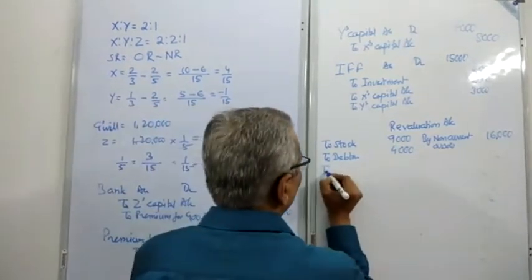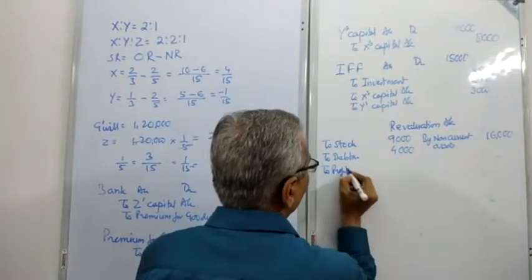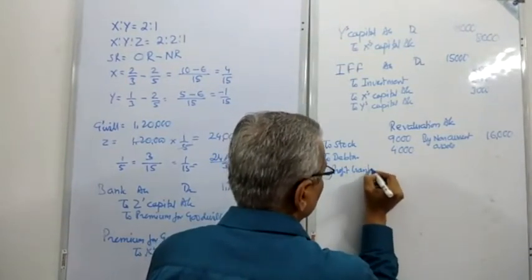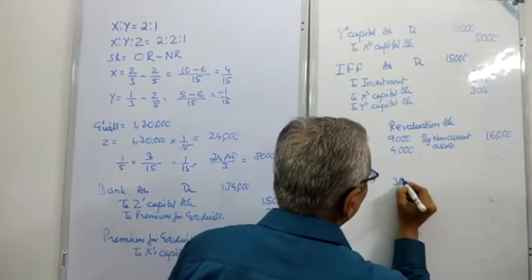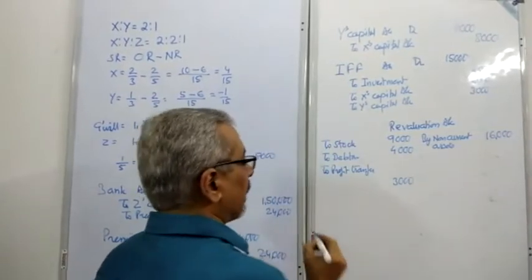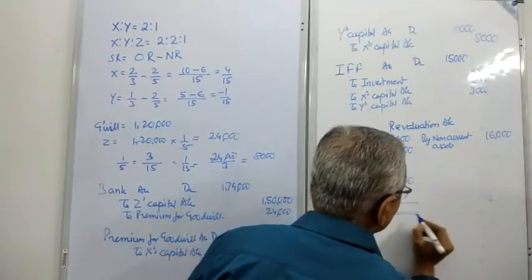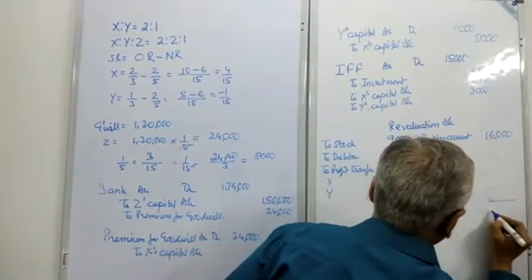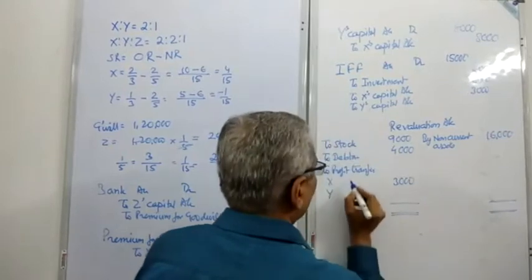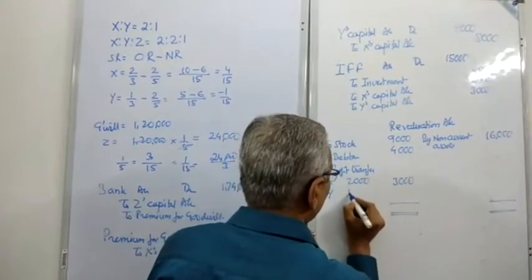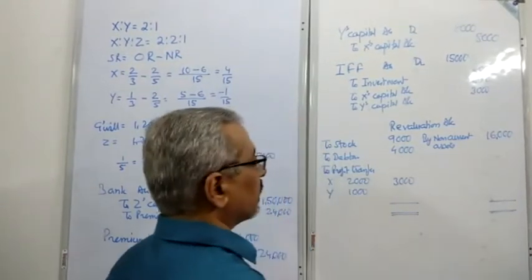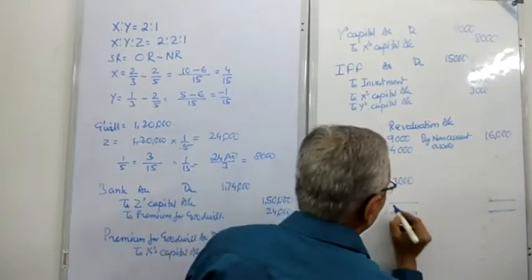Okay. So to profit transfer 3,000. I hope you know that the profit is transferred to the capital account and there are two partners X and Y. And what was the PSR? If you remember, the PSR was 2:1. So 2,000 to the first partner and 1,000 to the second partner. This concludes the revaluation account.